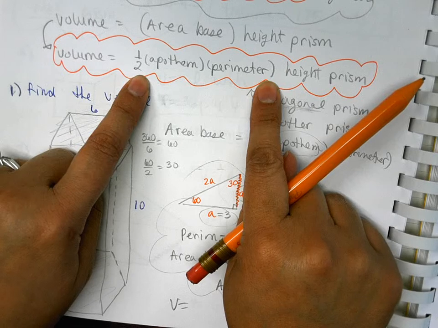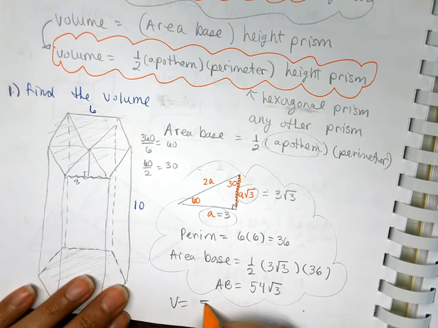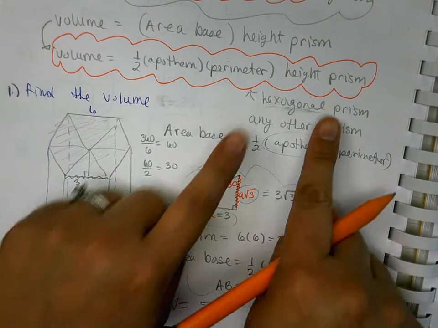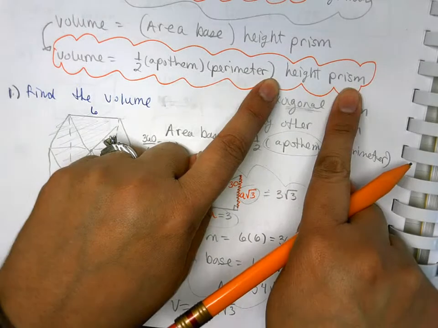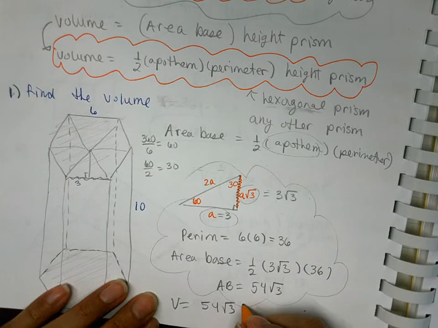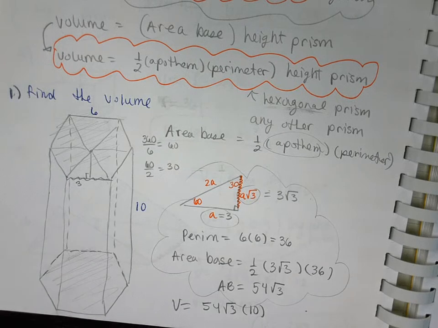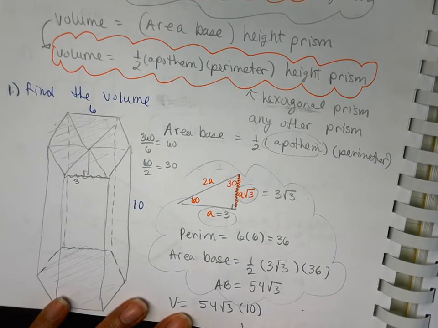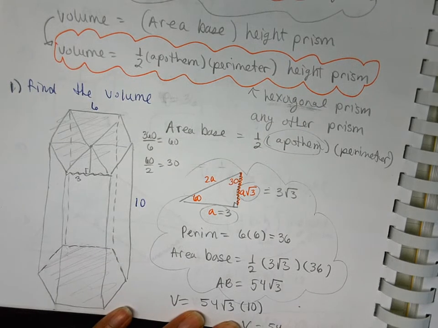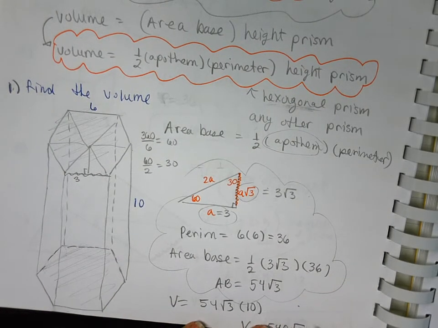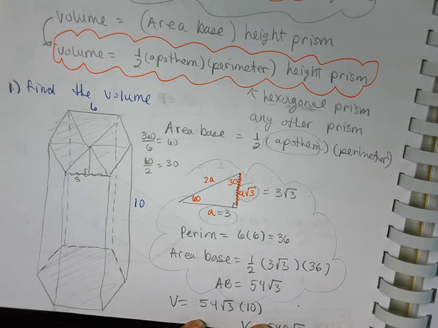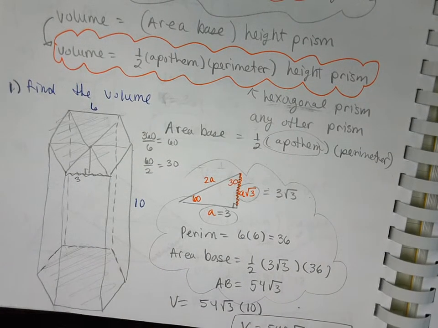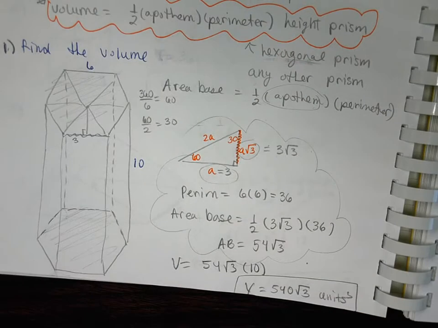Okay, what's the volume? Area of the base, did we just find that right now? Yes. What is it? 54 root 3 times the height of the prism is what? 54 times 10. So you do 54 times 10, leave the radical out. What is your volume? 540 root 3 units cubed. Good job. 540 root 3 units cubed.